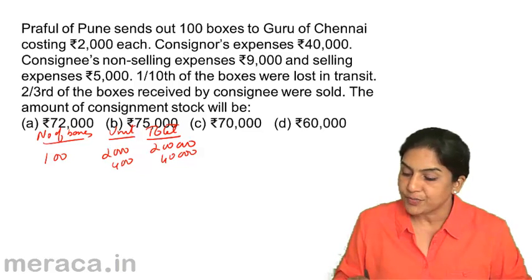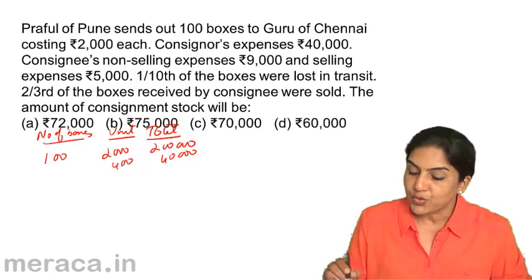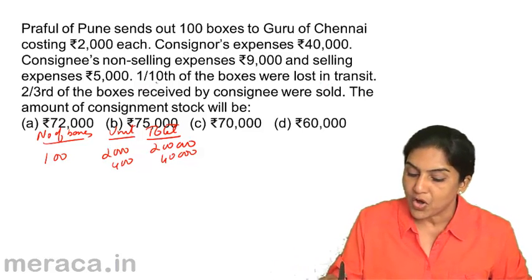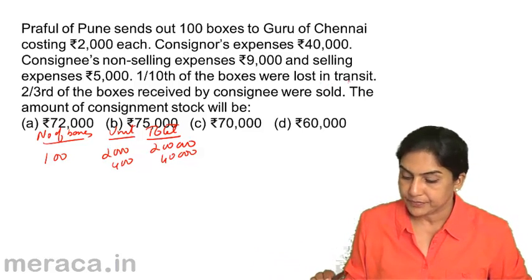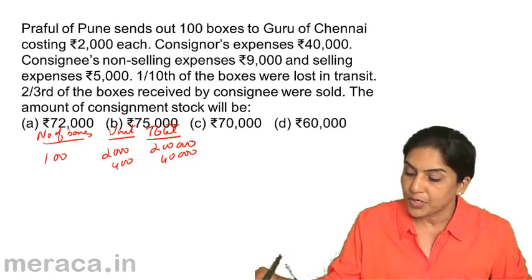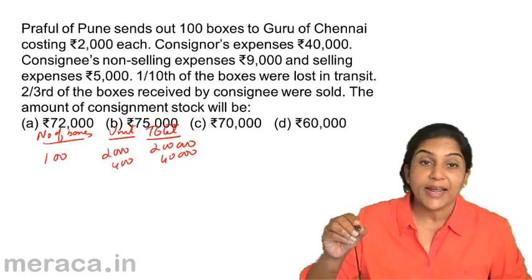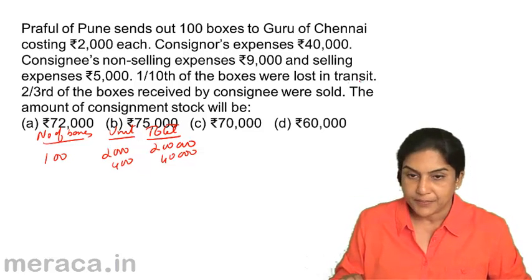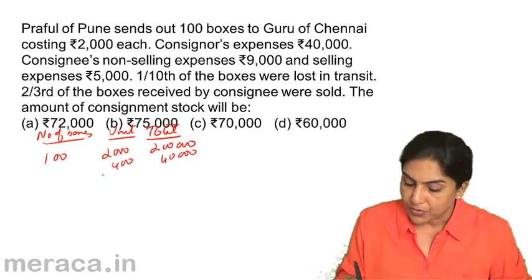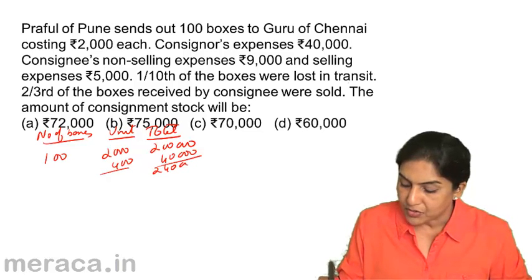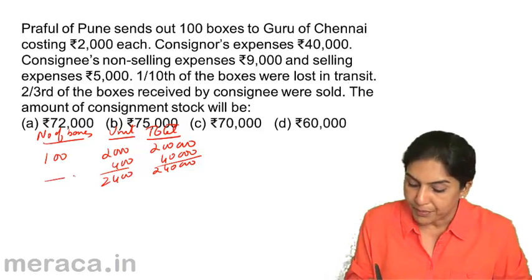Consignee's non-selling expenses are 9,000, selling expenses 5,000. But before that, 1/10 of the boxes were lost in transit. 1/10 were lost in transit. So the consignee received only 90% of the consignment. So what is the value now? Right now, our cost is 2,40,000 or 2,400 per unit.